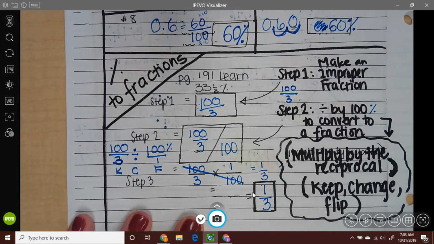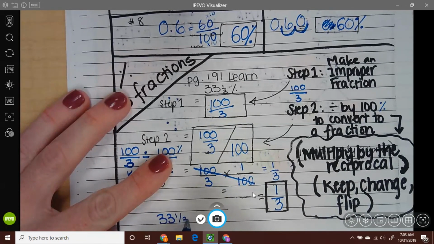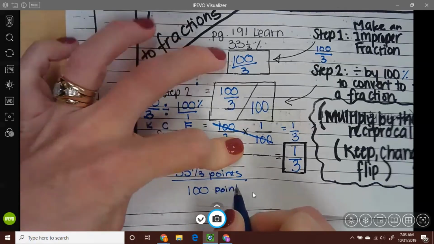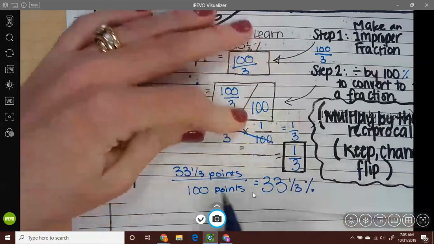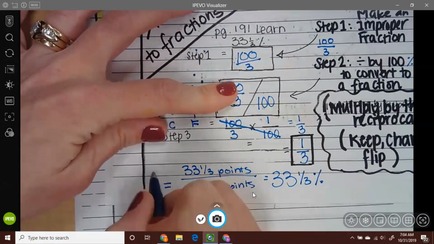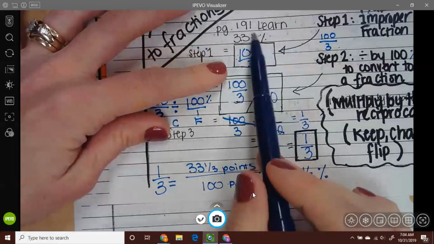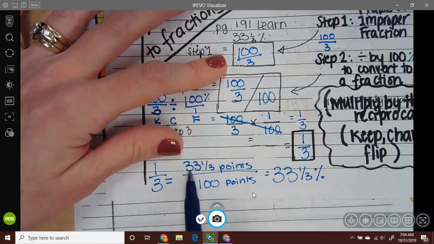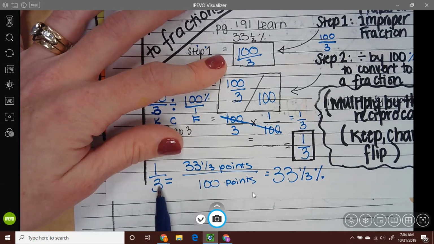Okay, if I think about that, if I got 33 1/3 points out of 100 points possible in a test, I would get 33 1/3%. This would reduce to, I got 1/3 of the total points. So if it's confusing for you to think about why that 33 1/3% is what it is and why it's this fraction, think of it this way. You got 33 1/3 points out of the 100 possible. So you got 1/3 of the total points, which is equal to 33 1/3%.